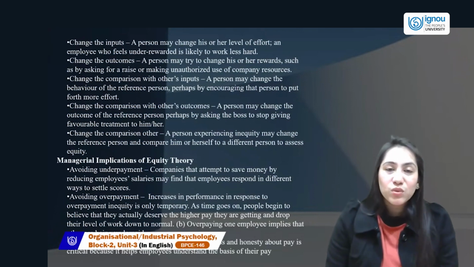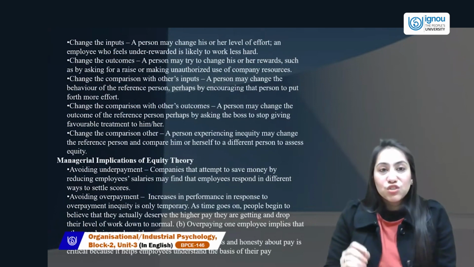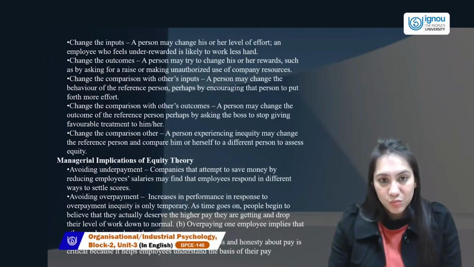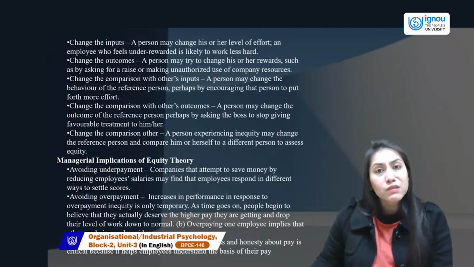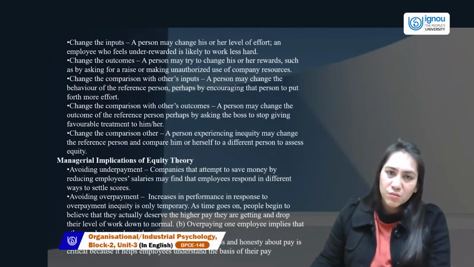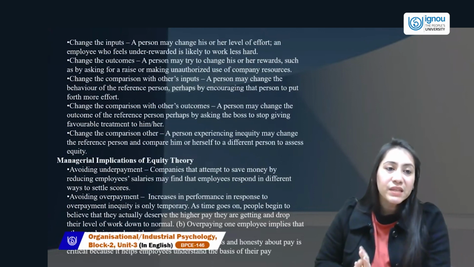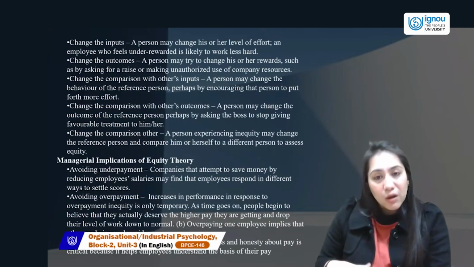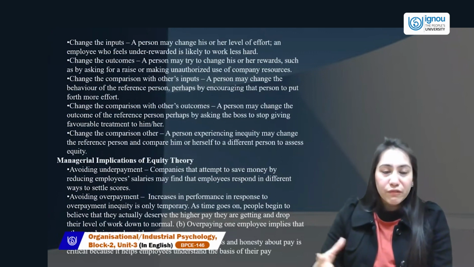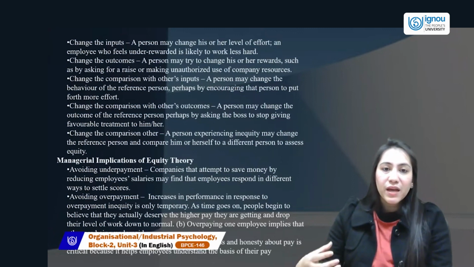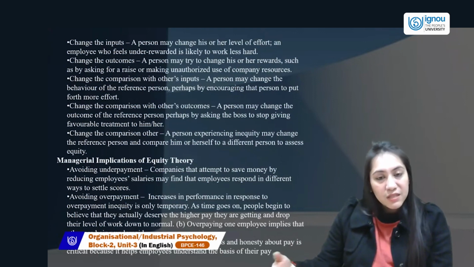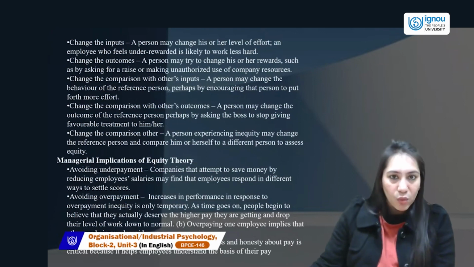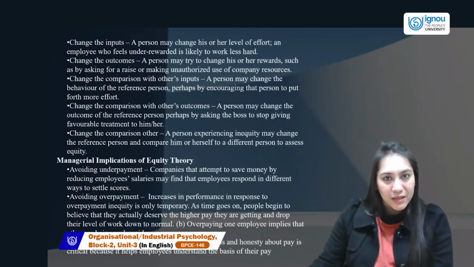Then change the comparison with others' input. So, you may change the behavior of the reference. You start comparing yourself with somebody else rather than the person you were comparing with in the first go. Then change the comparison with others' output, the reference output, perhaps by asking the boss to stop giving favorable treatment to somebody else, and you start saying, please start treating us alike. So that's how you control your outcome.